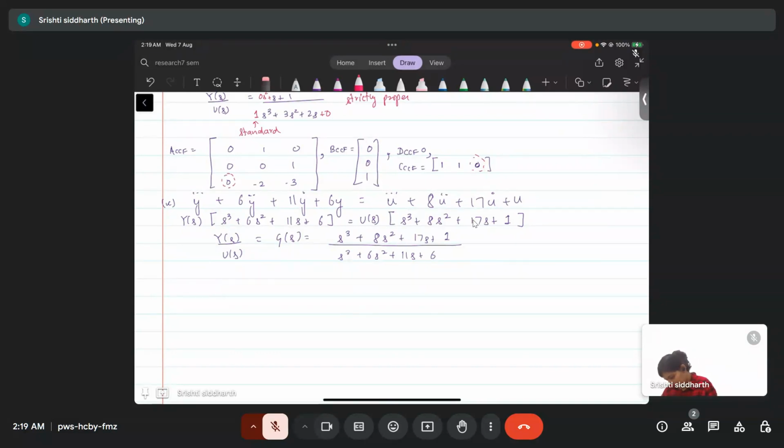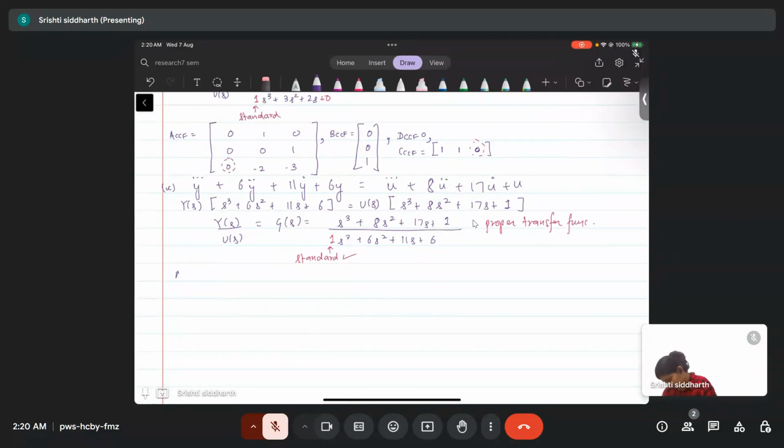Let's check. This is the standard form. Yes. This is a proper transfer function.